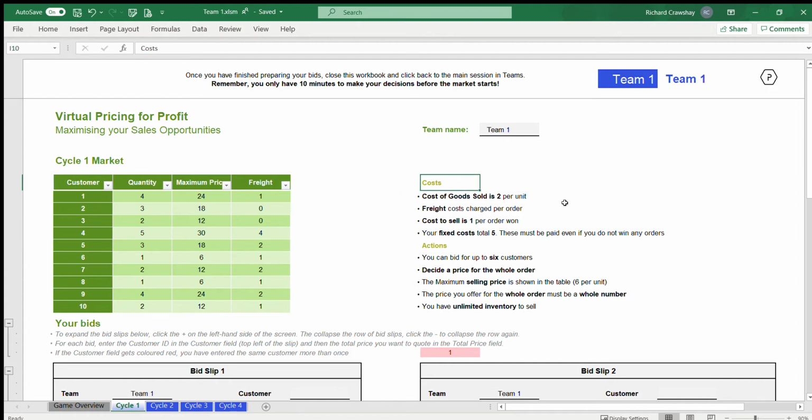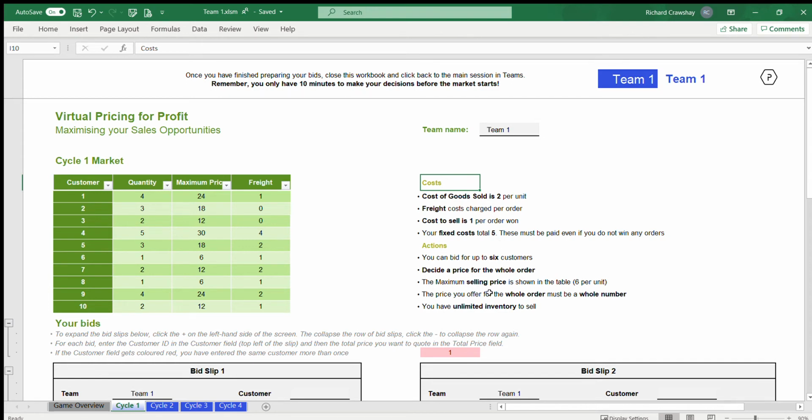Moving across here, you can see some of the key elements of the simulation. As you already know, the cost of goods sold is 2, and I've already explained the freight costs, which are different depending on each customer. The cost to sell is 1 per order. When you bid, you will only be paying 1 for those orders that you actually win, so that's an additional cost you need to think about. You also have total fixed costs of 5, and they're going to be paid regardless of whether you win any customer orders at all. So you've got to think about the fixed costs of 5, the cost to sell of 1, and the freight costs as well as the cost of goods sold.